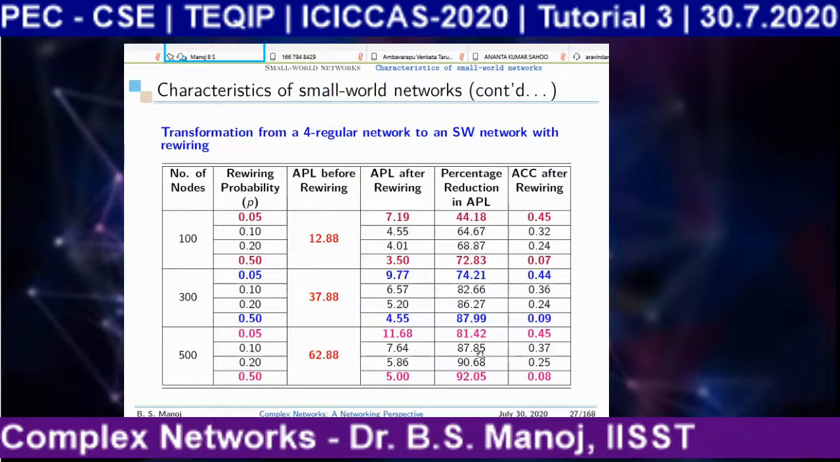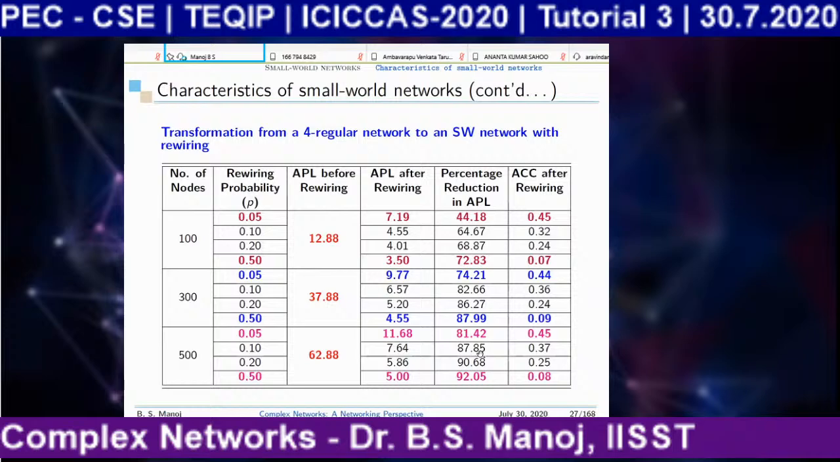So 0.5 has become 0.45. You reduce the path length from 62 to 11.68 on average, and the average clustering coefficient has come down to 0.45 from the original 0.5. So that's why the balance is actually very good.